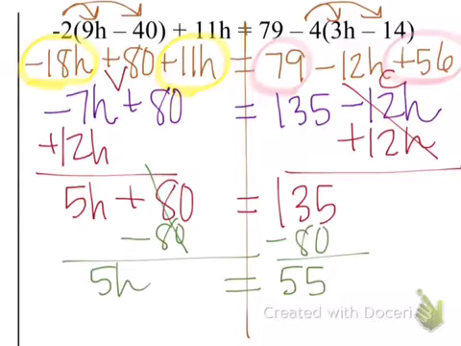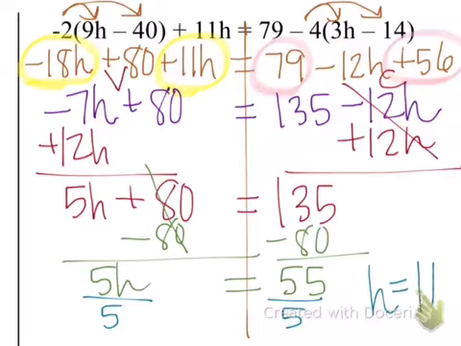All right, my last step, I'm going to want to solve this. So to do that, I'm going to divide both sides by 5, that fifth step. And I'm going to get h equals 11. 55 divided by 5 would be 11.